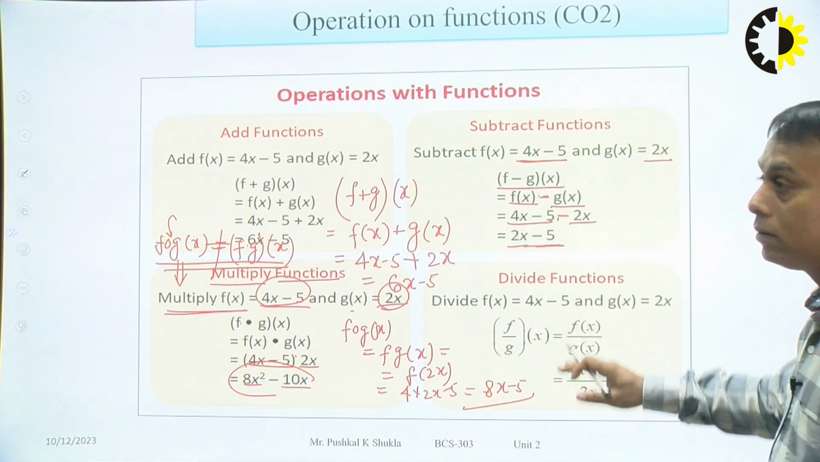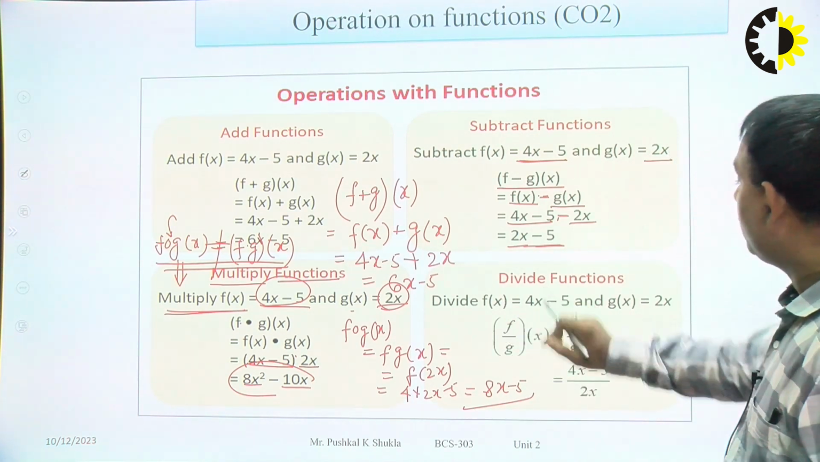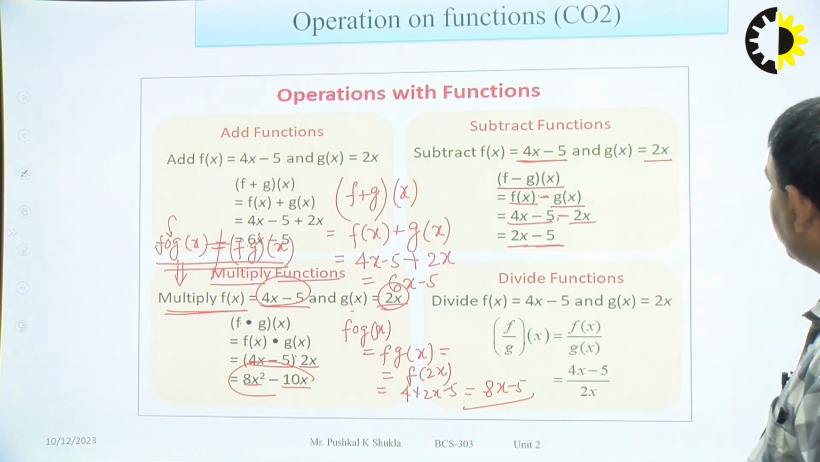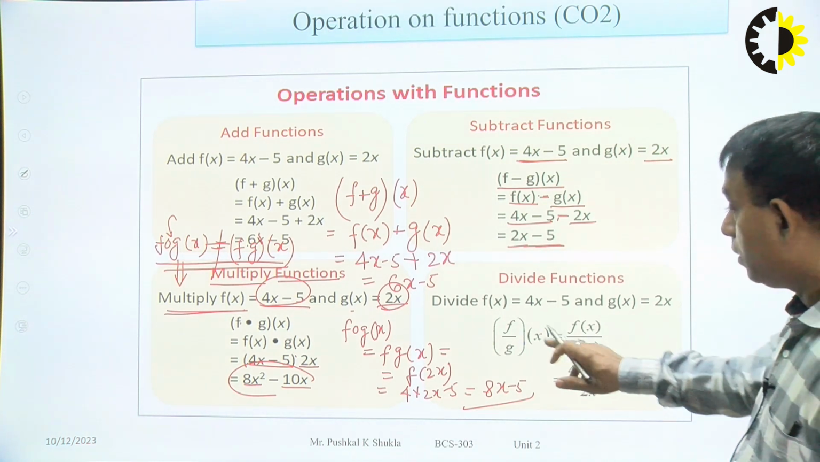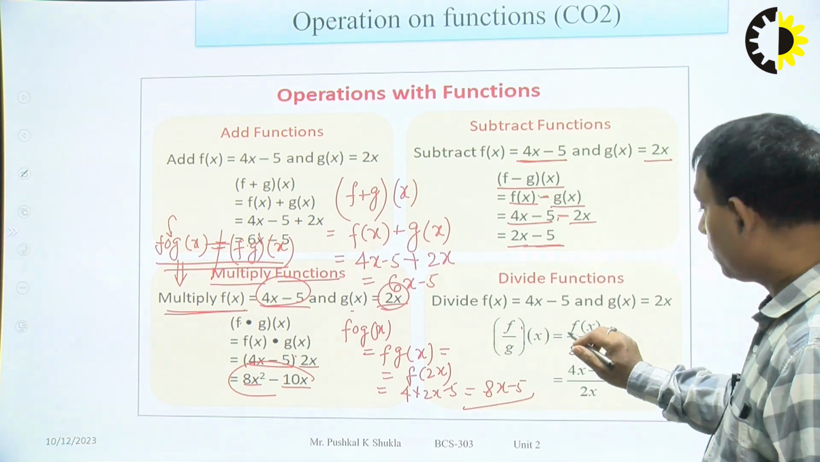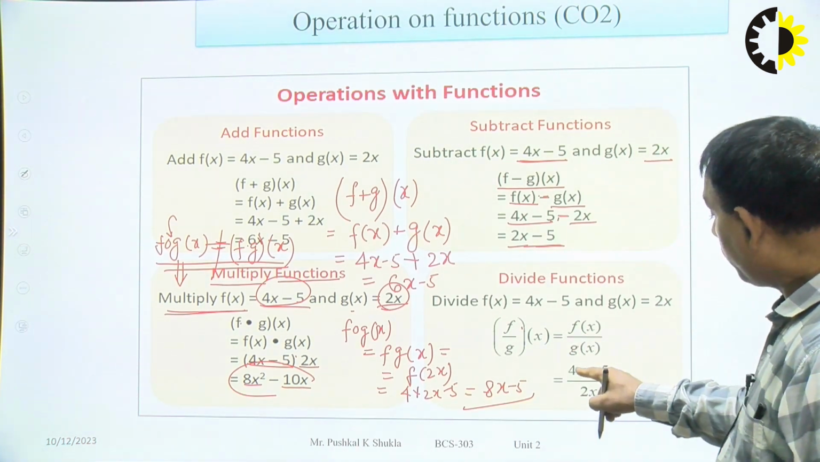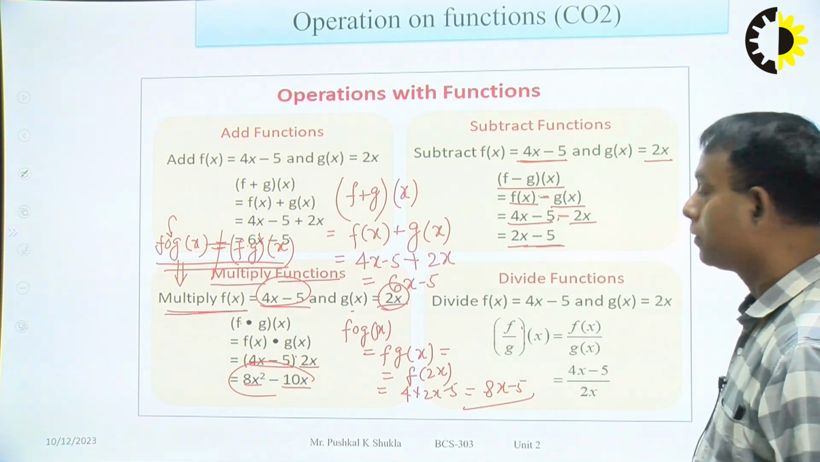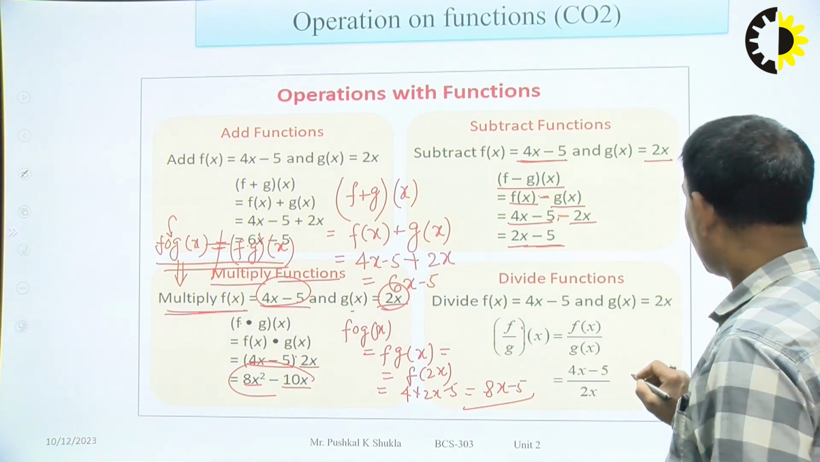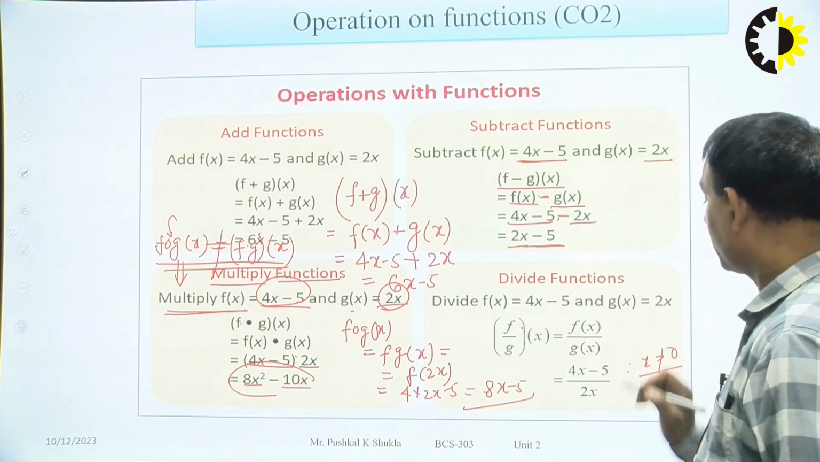Now come to the divide function. Suppose f(x) equal to 4x minus 5 and g(x) equal to 2x. Very simple. (f divided by g)(x) will be written as f(x) divided by g(x), equal to 4x minus 5 divided by 2x. And again a condition applies: x is not equal to 0 in this case.